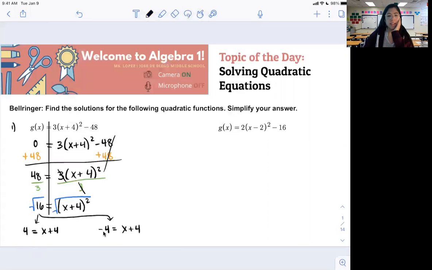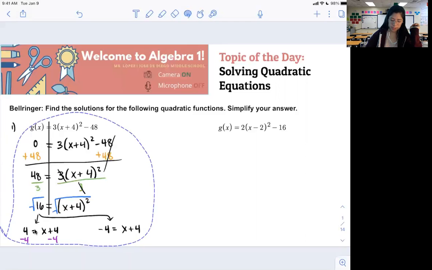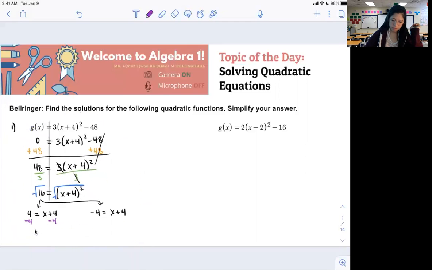And now what's my last step? What's the last thing I gotta do? How do I get this x all by itself? There you go, subtract 4. All right, what's 4 minus 4? Good, I got 0. There we go.